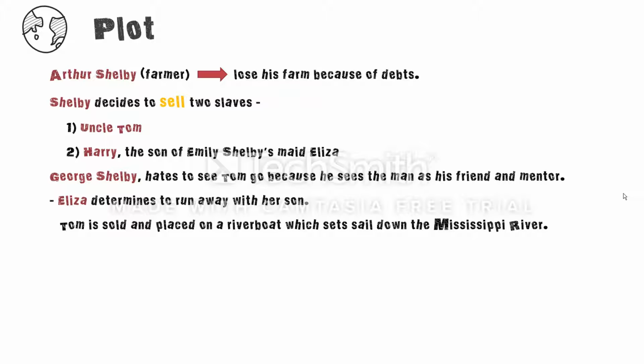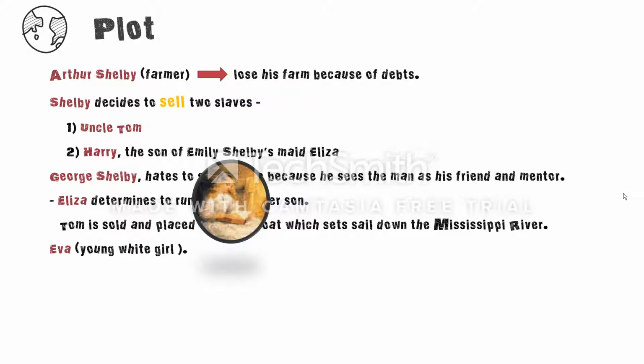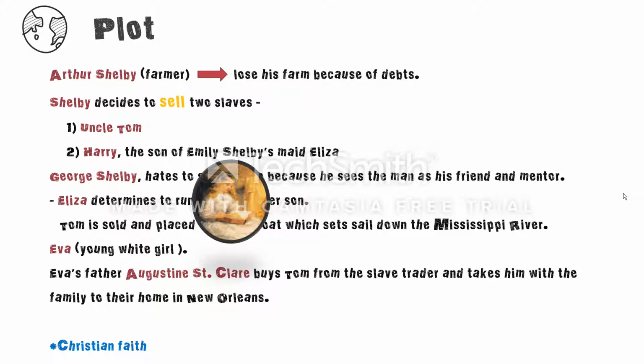So he is sold and placed on a riverboat, which sets sail down the Mississippi River. During the boating journey, Tom met a young white girl called Eva. This cute girl and Tom quickly become friends because they have the same Christian faith. Also, during the journey, one day Eva fell into the water, and her friend Uncle Tom quickly saved her. After this, Eva's father Austin Sinclair buys Tom from the slave trader and takes him with the family to their home in New Orleans.